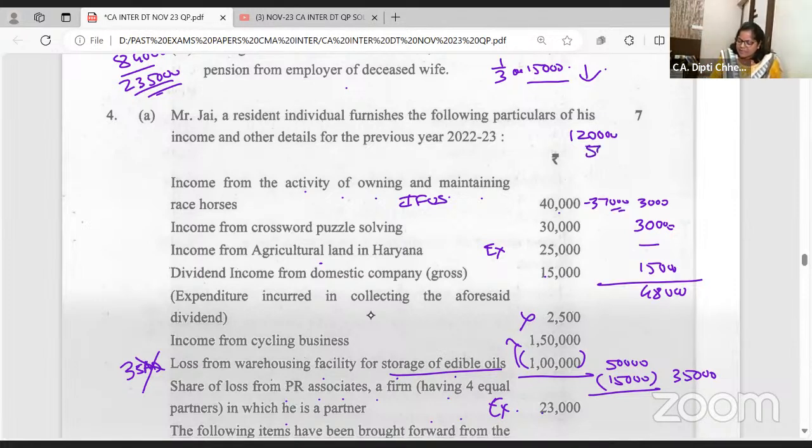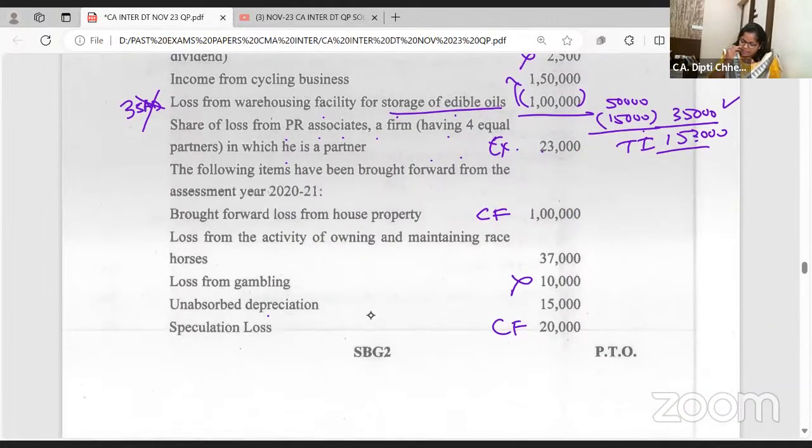But when salary income is taxable in my hands, will I get a standard deduction? Yes. So 70,000. This 48,000 and 35,000. 1,53,000 is the total income, and losses carried forward will be house property and speculative loss. Gambling will not be carried forward, leave it. Nothing will happen in gambling.